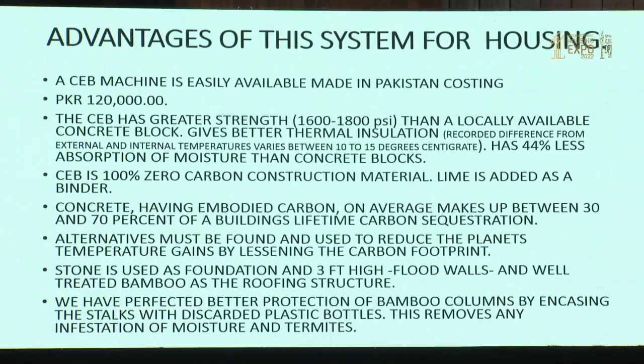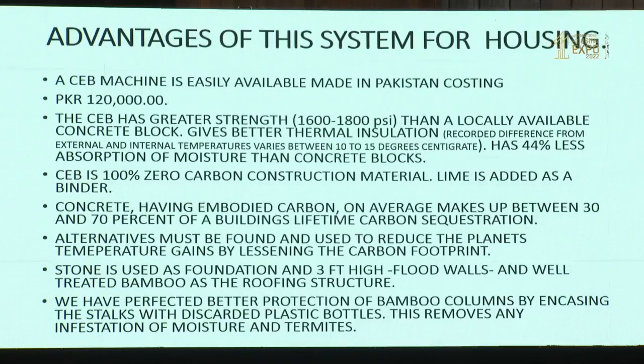We are now concentrating on what we call compressed earth blocks. Compressed earth blocks require around 5 to 6% cement as a binder, but the block itself is stronger than a concrete block. It has better insulation, 44% less absorption of moisture, and it is half the price of a concrete block. I use the word concrete because concrete blocks are now being used throughout the country as the material to construct, in the rural areas.